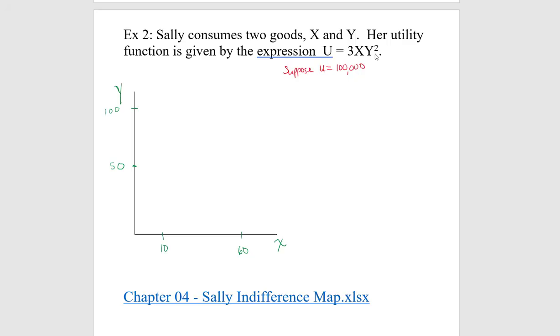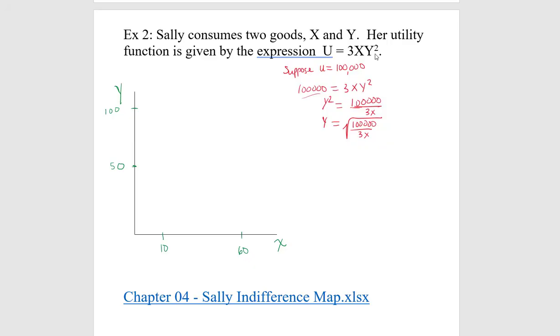So I'm going to plug in the 100,000 where the U is and solve for y. I'm going to put y squared on the left. Really, I'm just flipping things across the equal sign. And then I've really got 100,000 divided by 3x. All I did is divide both sides by 3x and then rearrange which side of the equal sign they were on. So y equals the square root of 100,000 divided by 3x. Now I can pick different values of x, plug them in, and I would find points on the y-axis that would give me that same level of utility, 100,000.